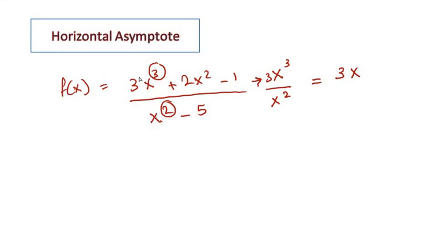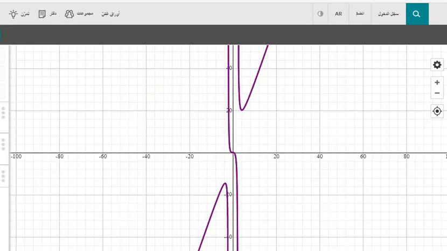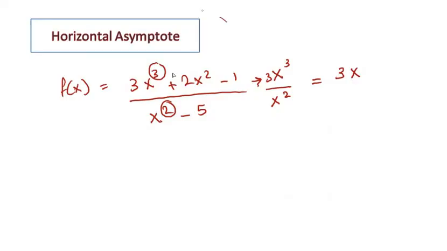Mathematically, if you divide these two expressions, you get a linear expression. And if we graph a linear function, the linear function does not have any asymptotes. So we conclude that if the degree of the numerator is greater than the degree of the denominator, there is no horizontal asymptote. But of course, there are two vertical asymptotes at the zeros of the denominator, which are square root of 5 and negative square root of 5. The zeros of the denominator are positive and negative square root of 5.